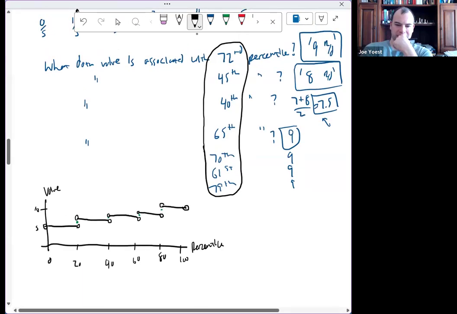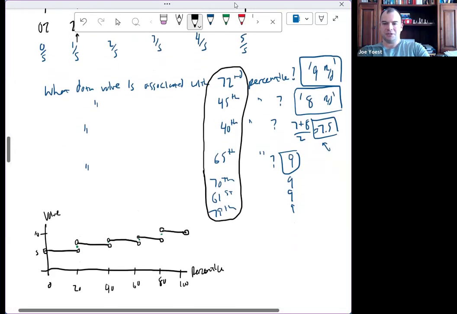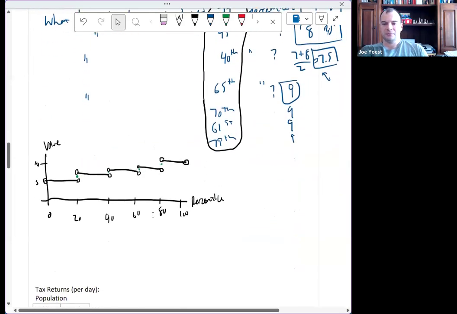Okay, so we might look at this and think, well, this is kind of unsatisfying. It seems kind of strange for me to say that the 61st percentile is 9, and the 65th is 9, and the 70th is 9, and the 75th is 9, and the 79th is 9, but the 80th percentile is 10. It all of a sudden jumps. And then the 81st percentile is 11, it jumps again, and then it stays 11 from the 81st percentile all the way up to the 99th percentile. So that seems a bit strange.